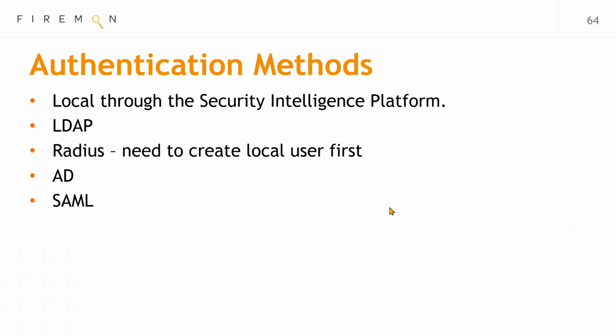All right, when we're talking at the GUI level, or graphical user interface, users have several options for authentication. They can be authenticated locally through the Security Intelligence Platform, or SIP, where that account's going to exist within the tool itself and reside in the database. You can also authenticate your users through specific group mappings on your LDAP servers. We also have support for Radius. However, in that case, the user needs to have a local user in FireMon first created to match up with their Radius account. We also support Active Directory and SAML.